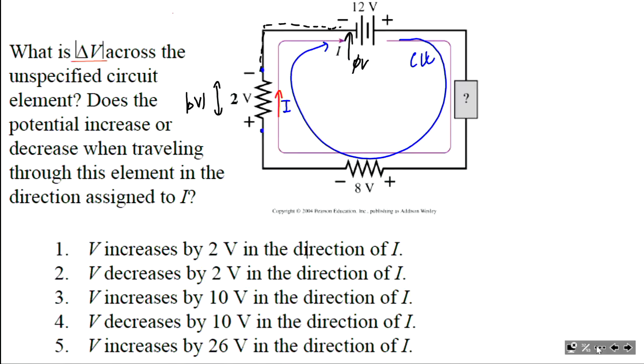Now, that brings two new different words: potential rise and potential drop. Those two words represent voltage. We just use it differently.